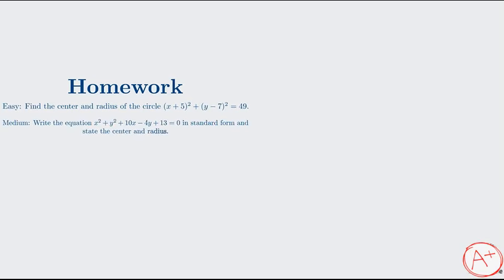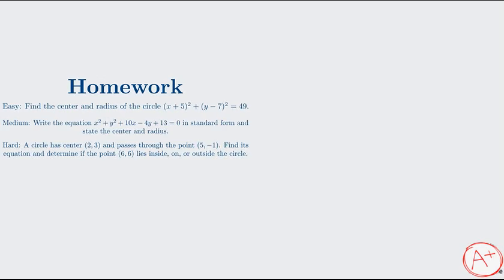Write the equation x squared plus y squared plus 10x minus 4y plus 13 equals 0 in standard form, and state the center and radius. Hard. A circle has center (2, 3), and passes through the point (5, -1). Find its equation and determine if the point (6, 0) lies inside, on, or outside the circle. Please pause now.